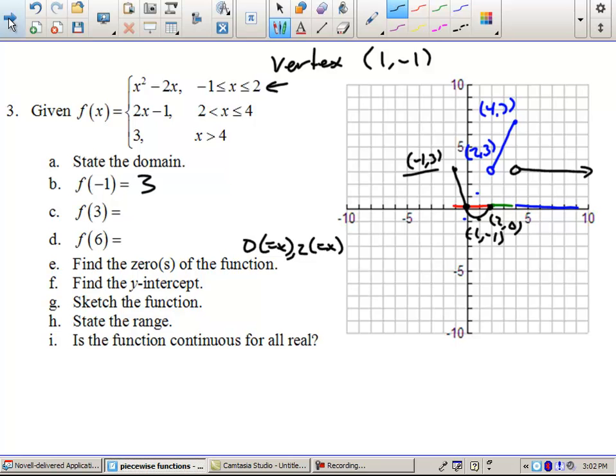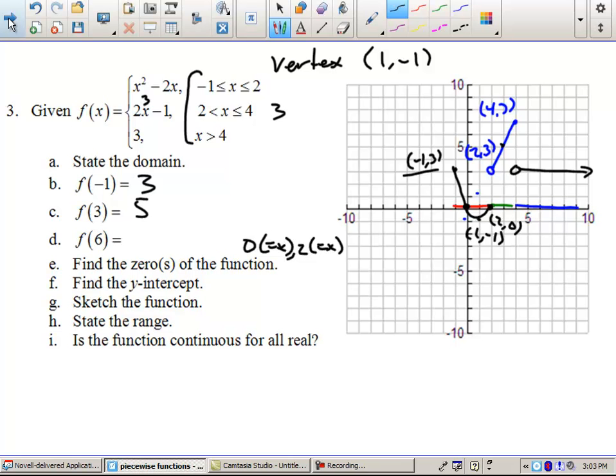What is f of 3? Well, let's look at these 3 domains over here on the right-hand side. Which one of these does 3 belong to? Oh, well, it's between 2 and 4. I should get 2x minus 1. 2 times 3 minus 1 is 5. And so the point (3, 5). Very good, it's on the graph also. So f of 3 is 5.